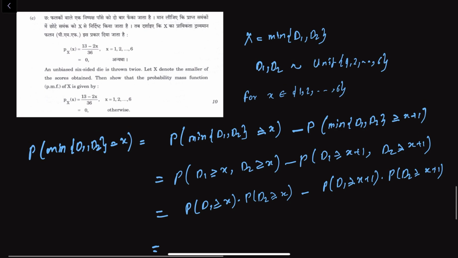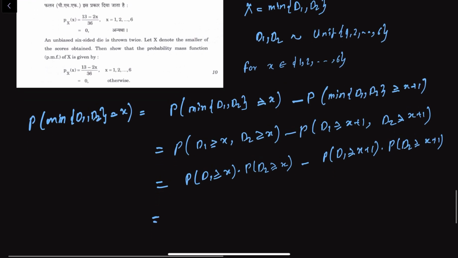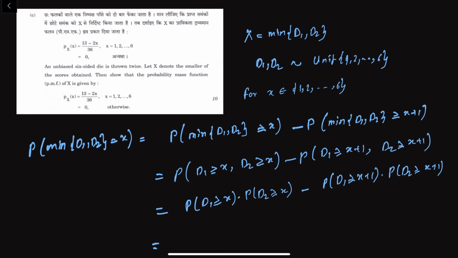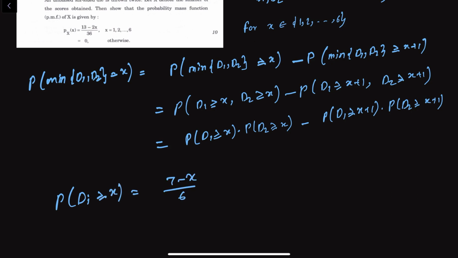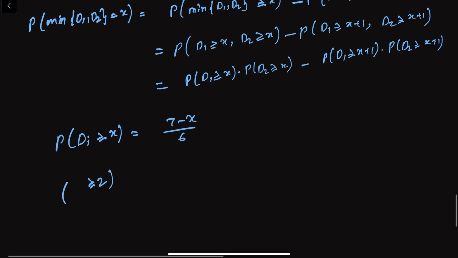Now we know the probability of any die being greater than or equal to x. Suppose for die 1 it is greater than or equal to 2, then we will be having 2, 3, 4, 5 and 6. That means we will be missing out on one value. So in general we can generalize this as 7 minus x by 6. For example, if we want greater than or equal to 2, the feasible values are 2, 3, 4, 5 and 6.